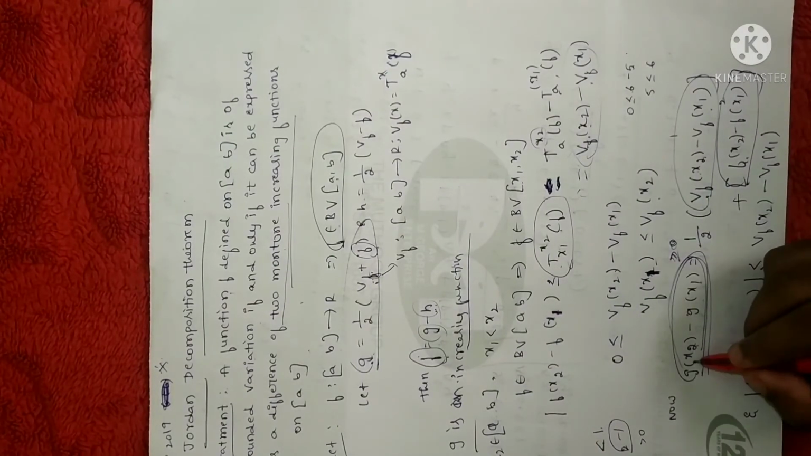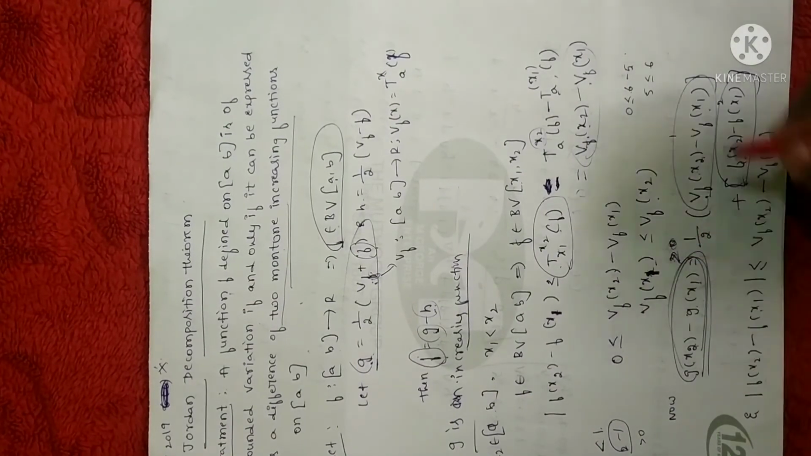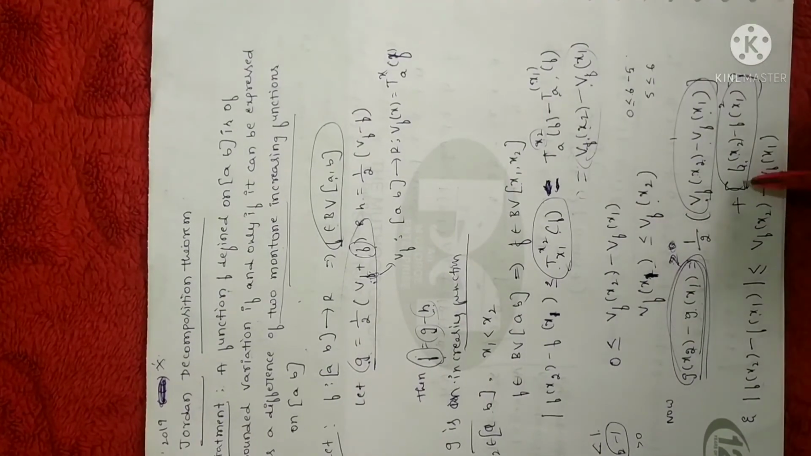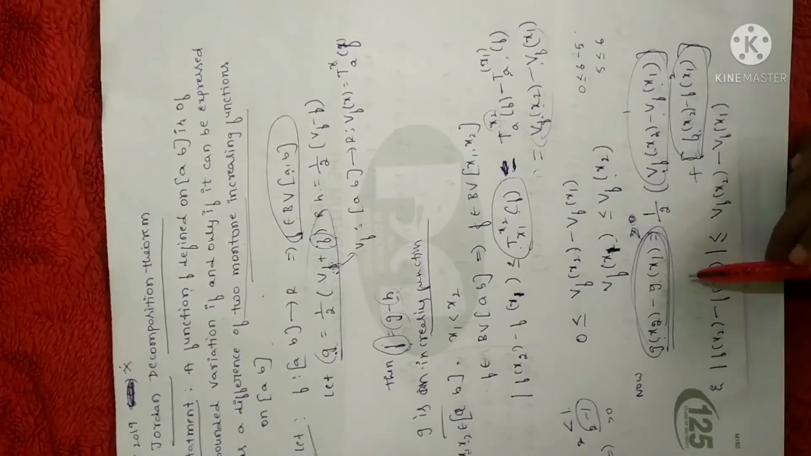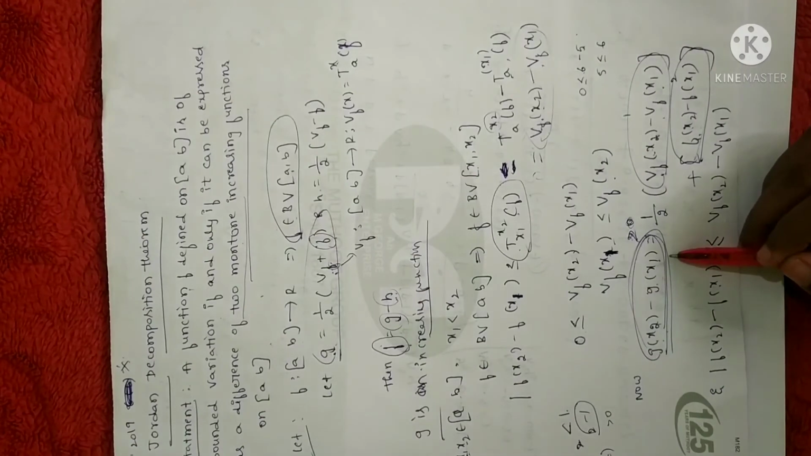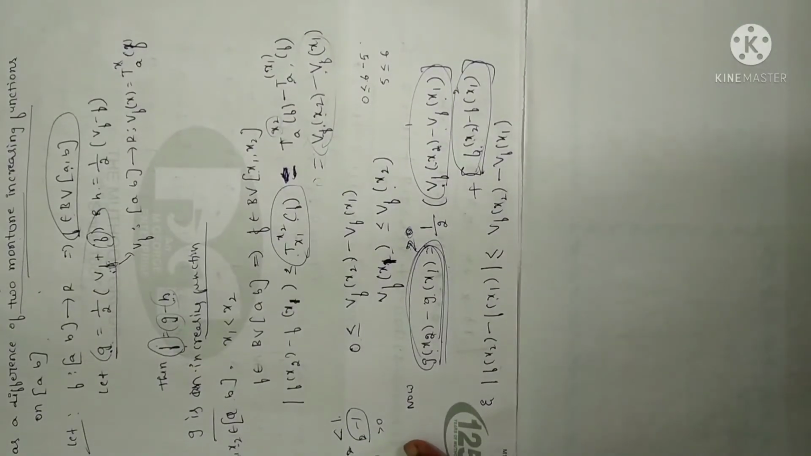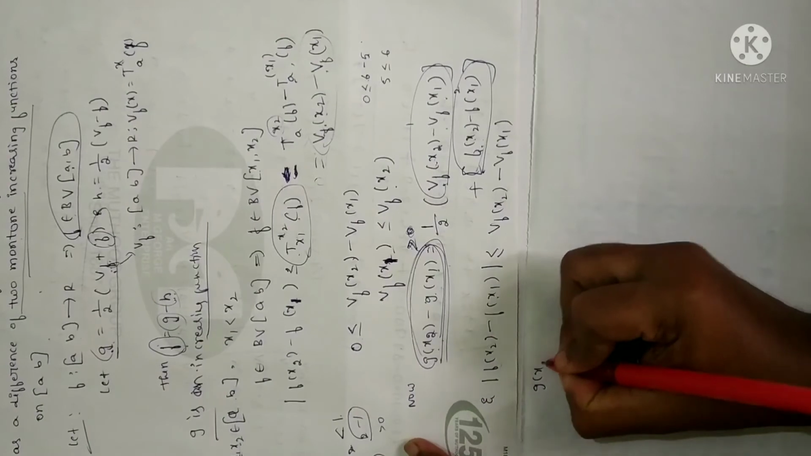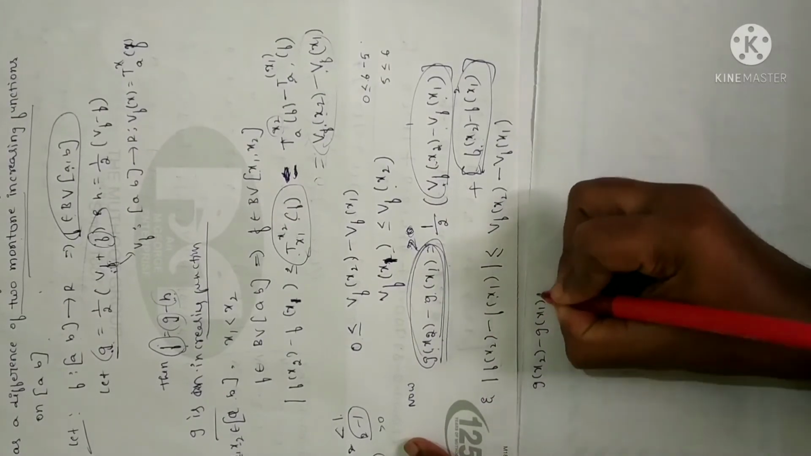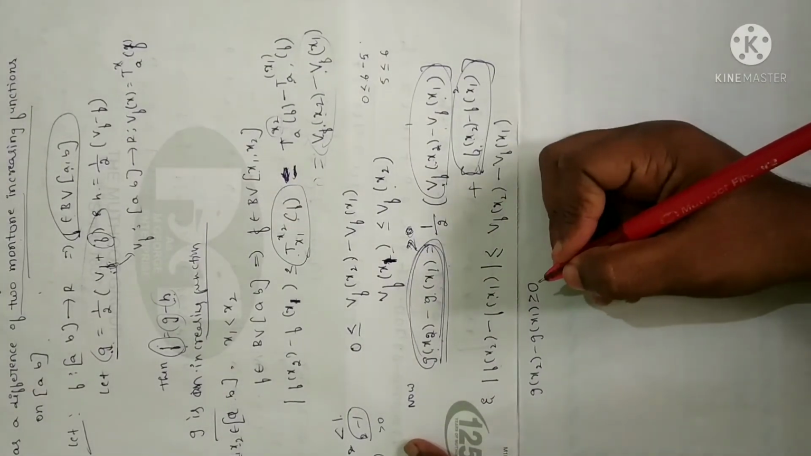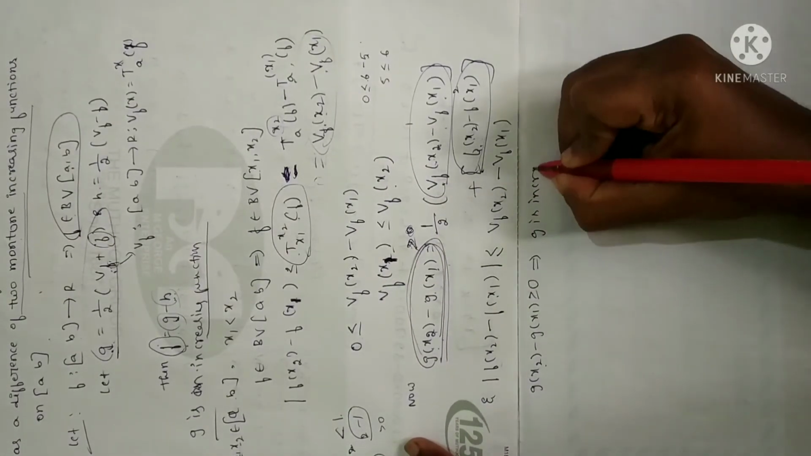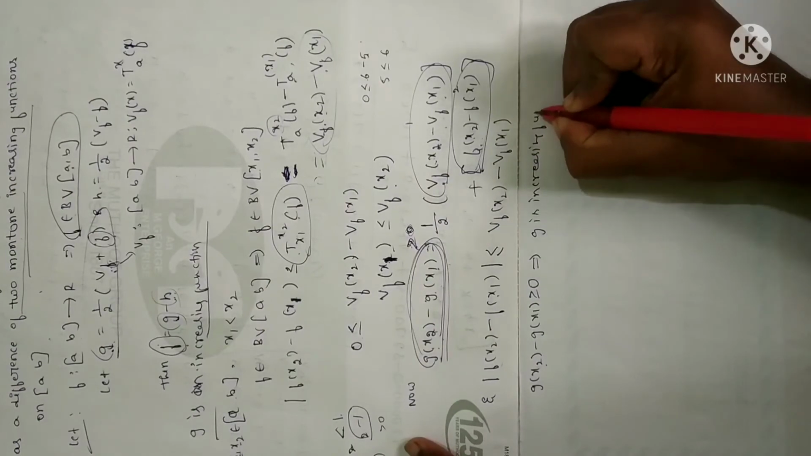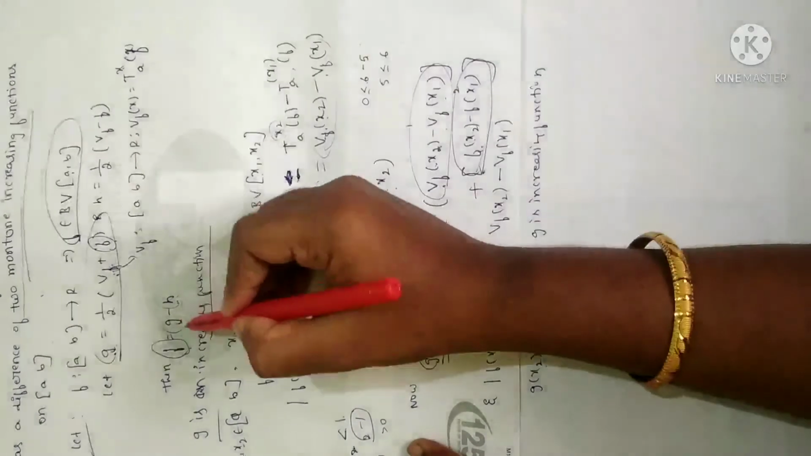Therefore, I can write g of x2 minus g of x1 is greater than or equal to 0. Why? Because when you subtract, you will get a positive term only. Why? Because the second term is the lesser term compared to the first term. When the first term is highest, you will get a positive value when you subtract. So I can write that g of x2 minus g of x1 is greater than or equal to 0. Meaning it is increasing, that is, G is increasing function. So we have proved that one function is increasing, that is, G is increasing.